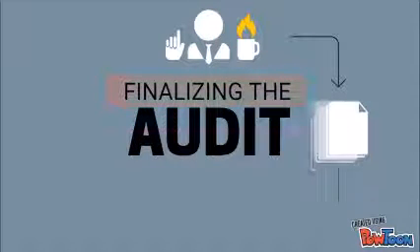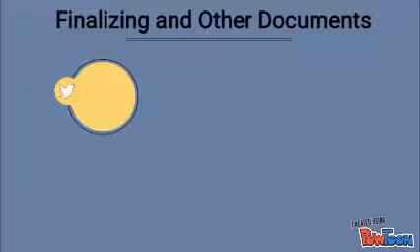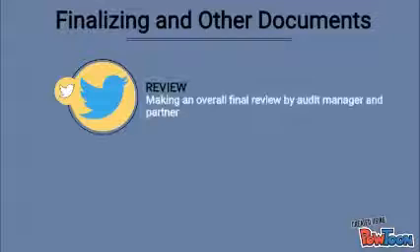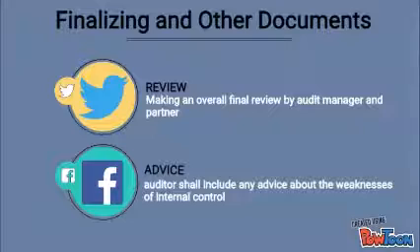Next is finalizing the audit. Finalizing and other documents, which is making an overall final review by the audit manager and partner on the financial statements and should give a reasonable basis for the audit opinion. In the management letter, the auditor shall include any advice about the weaknesses of internal control that were found during the field audit work.